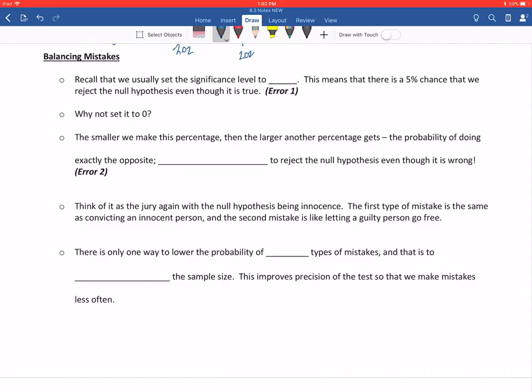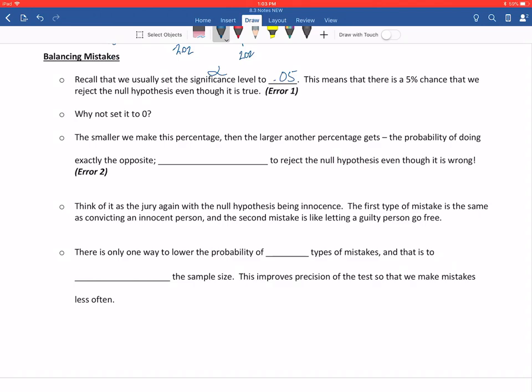Okay, so we want to talk about balancing mistakes. Recall that we usually set the significance level, alpha, to 0.05. What this means is that there's a 5% chance that we reject the null hypothesis even though it's true. So we go through the whole process, and based on our alpha value, we say, okay, we're going to reject. Even though you have done absolutely nothing wrong in your work, there's a 5% chance that you reject it even though it was true. And this is called error 1. It's the first type of error that could happen.